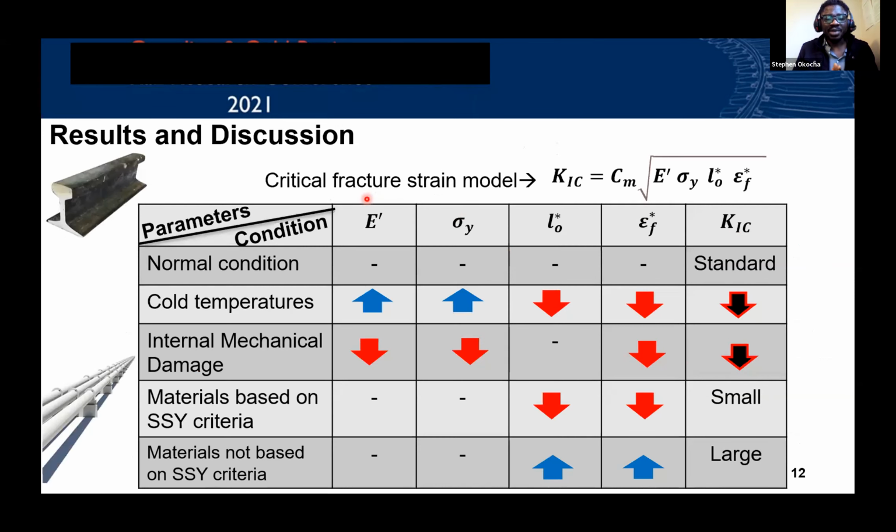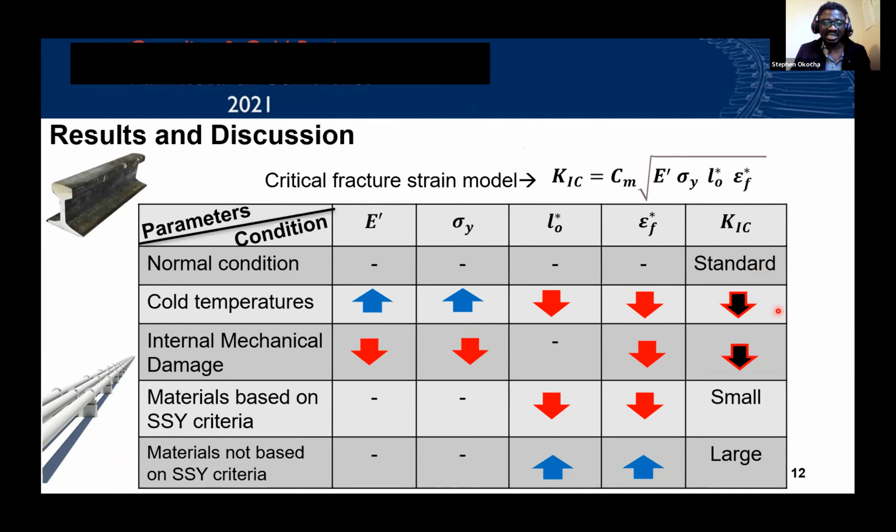And so now that we have this model, we decided to look at normal conditions. What happens in normal conditions? Of course, we're expecting to have a standard fracture toughness. But when we have very cold temperatures, just like what some of the previous presenters have explained, we're supposed to have a slight increase in the modulus and an increase in the yield strength, but overall, a drop in the fracture toughness.